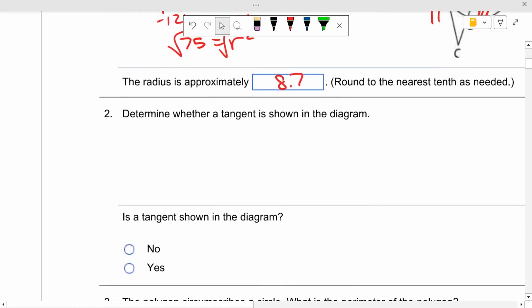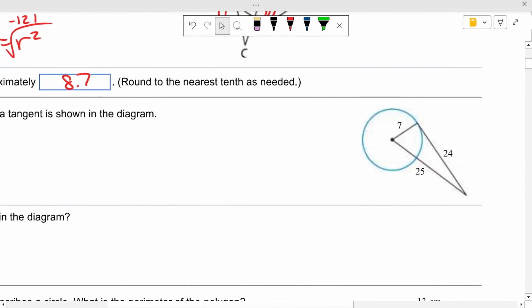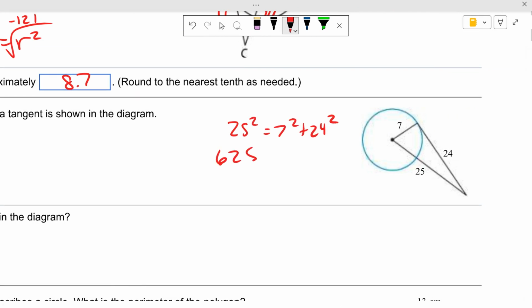Okay? On the next one, is that a right triangle? Is 25 squared equal to 7 squared plus 24 squared? Is 625 equal to 49 plus 576? So is 625 equal to 625? Yes. So the answer is yes.